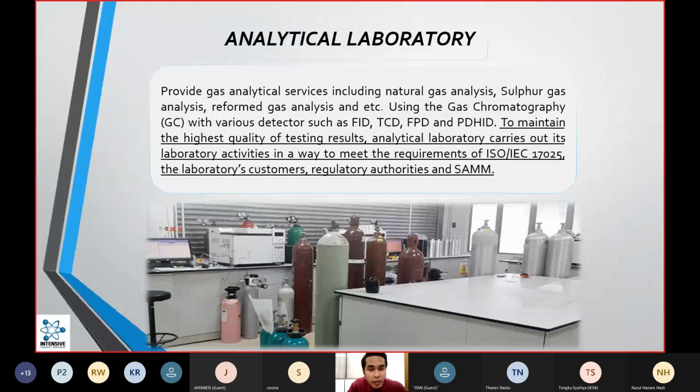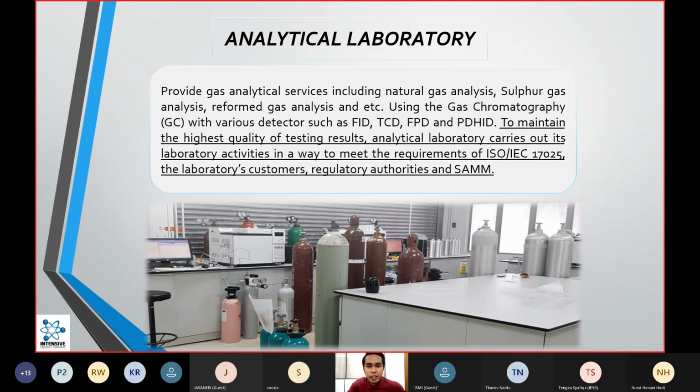Okay, next slide. Analytical Laboratory. So, the laboratory provides gas analytical services, including natural gas analysis, sulfur gas analysis, reform gas analysis, and others. Basically, the laboratory uses gas chromatography, what we call GC, with various detectors such as FID, TCD, FPD, and PDHID. If you want to know what FID, TCD, FPD, and PDHID mean, maybe you can Google it.